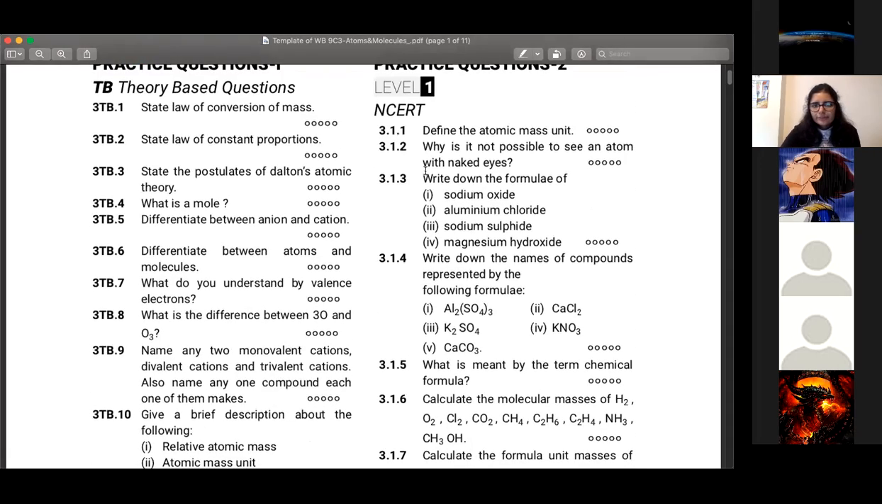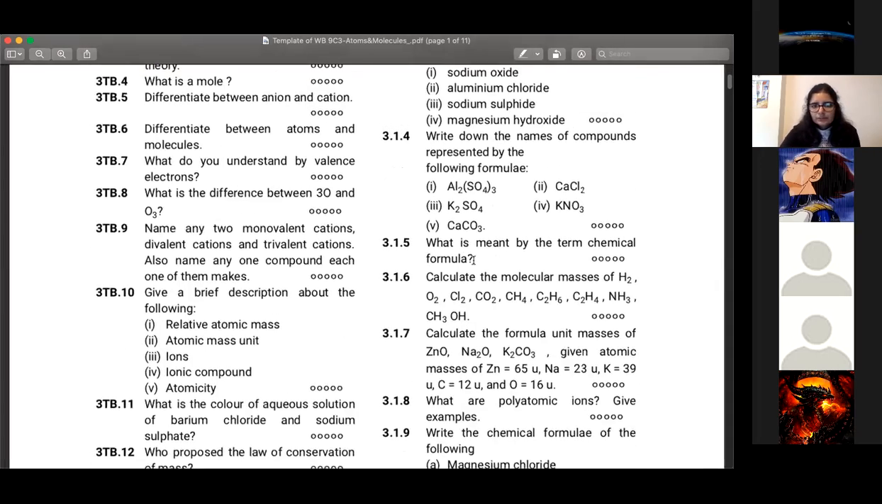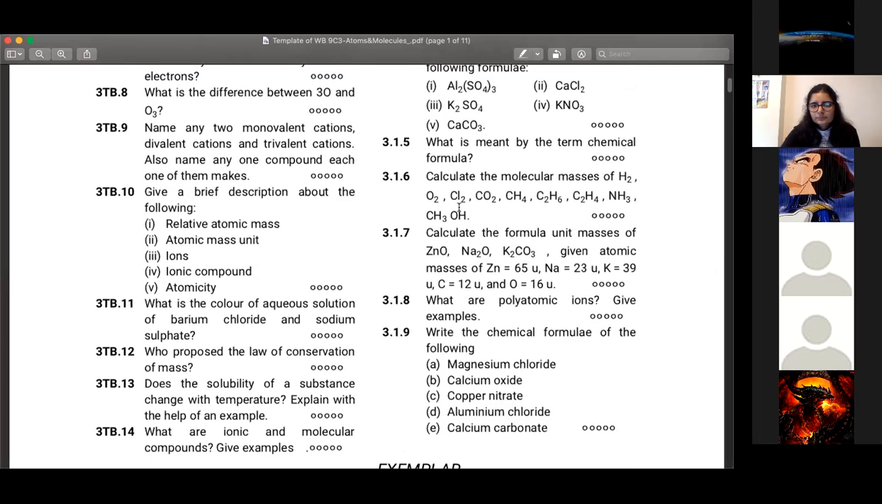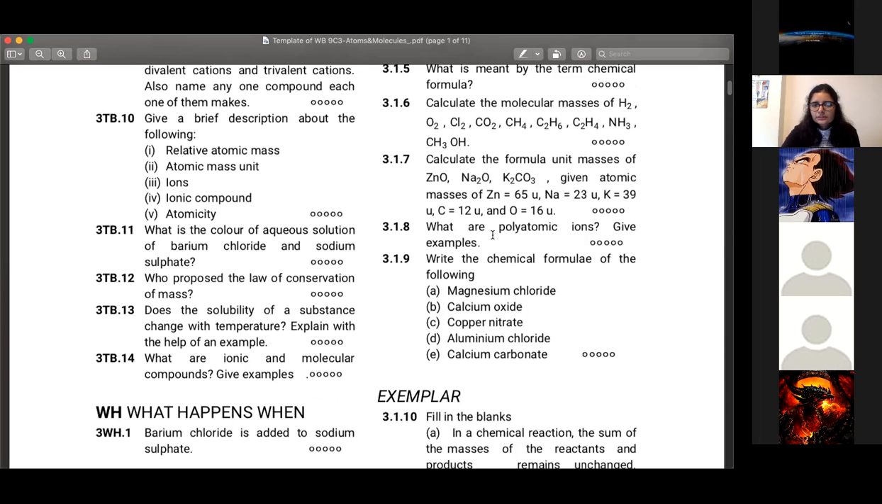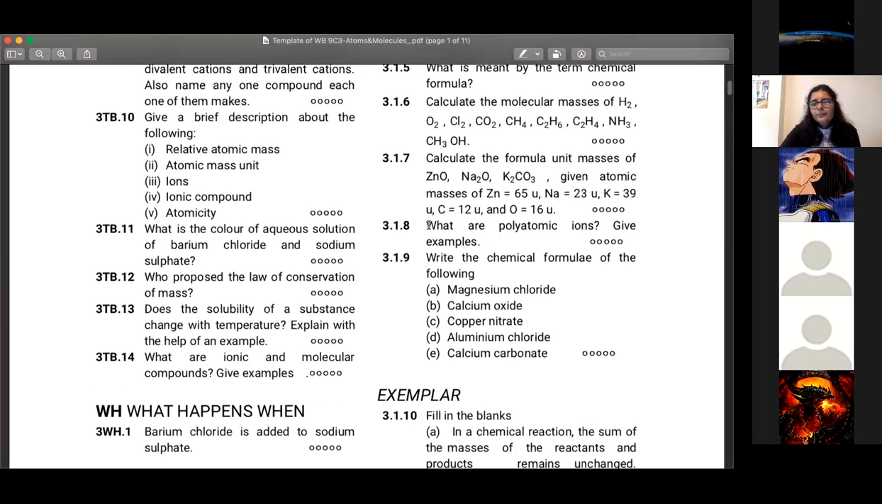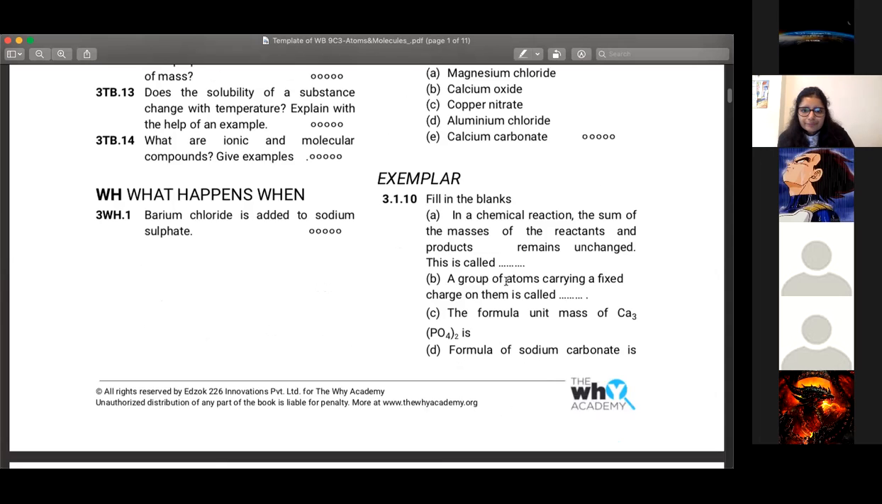Practice questions. Molecular masses we are yet to discuss. What are polyatomic ions? Give examples. I've told you about polyatomic molecules, right? Actually, we'll discuss this in the next class because we haven't discussed ions yet.